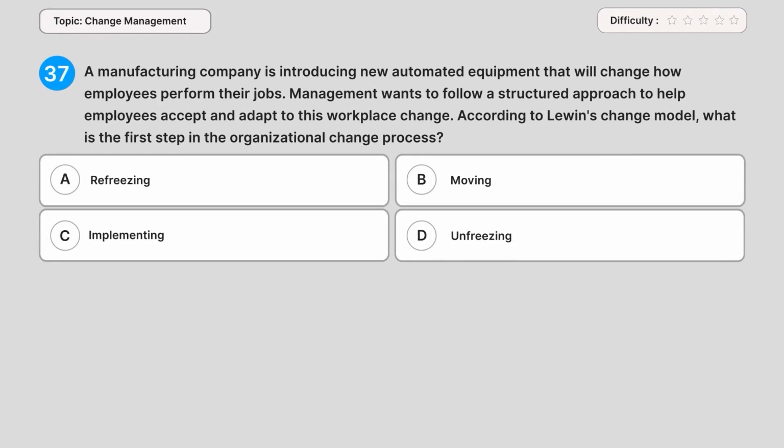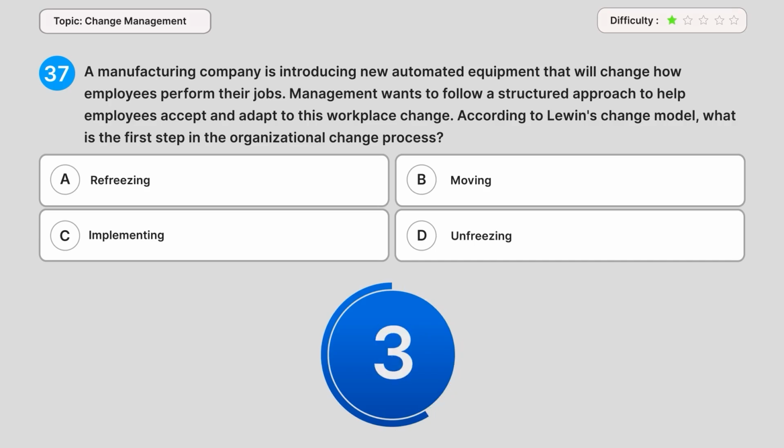37. A manufacturing company is introducing new automated equipment that will change how employees perform their jobs. Management wants to follow a structured approach to help employees accept and adapt to this workplace change. According to Lewin's change model, what is the first step in the organisational change process? A. Refreezing. B. Moving. C. Implementing. D. Unfreezing. What do you think is the answer?